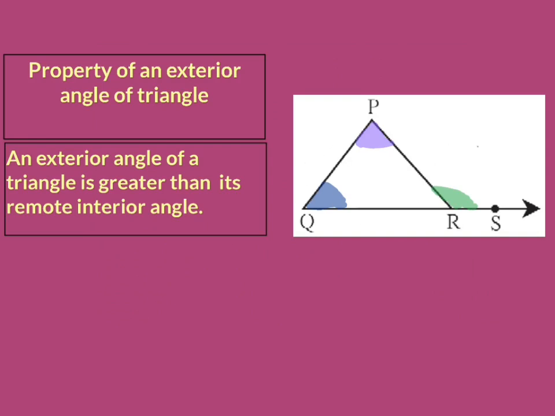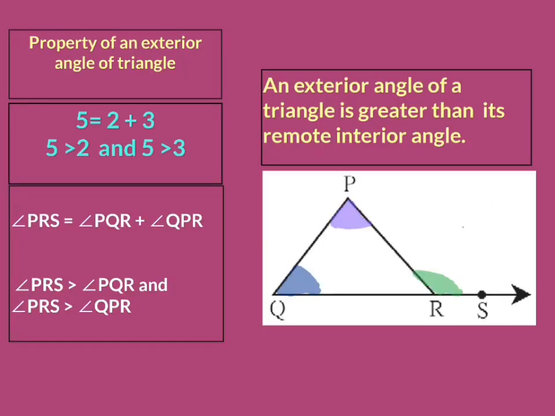We will see the meaning of this property by using this diagram, the same diagram that we have used for the remote interior angle theorem. Now in this triangle, angle PRS is an exterior angle and angle P and angle Q are its remote interior angles. And this property tells us that an exterior angle of a triangle is always greater than each of its remote interior angles. Means angle PRS is greater than angle P, angle PRS is also greater than angle Q. That is obvious. Since angle PRS is the sum of these two angles, it will obviously be greater than each of these two angles, that is PRS is greater than angle P and PRS is greater than angle Q.